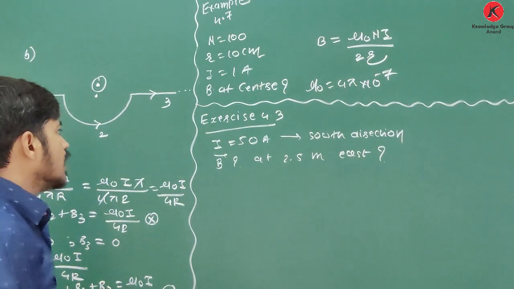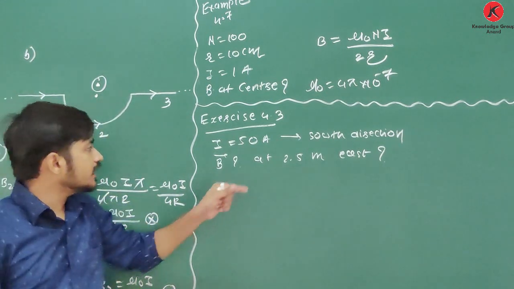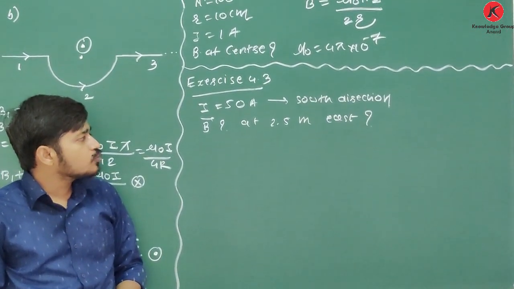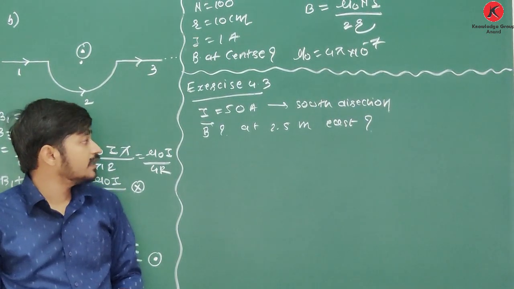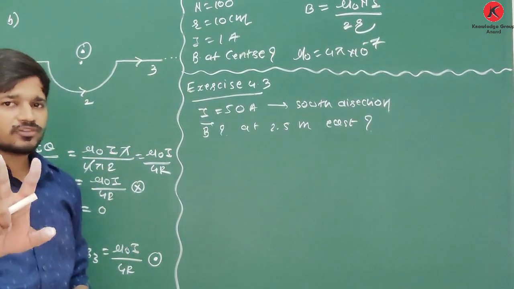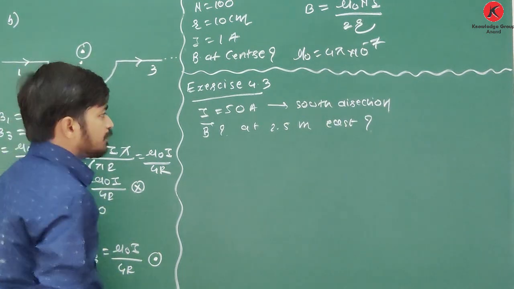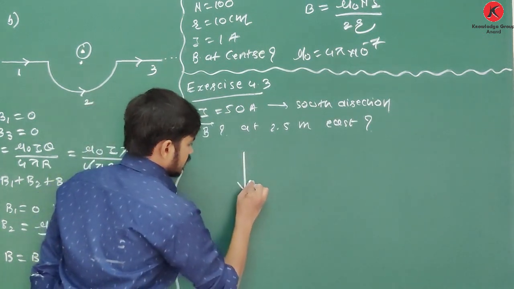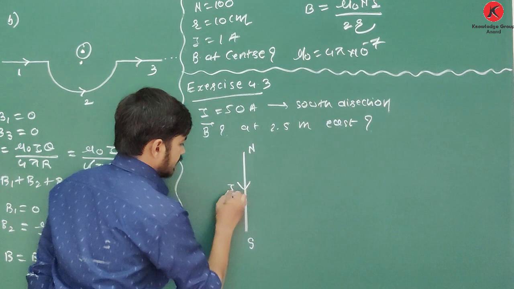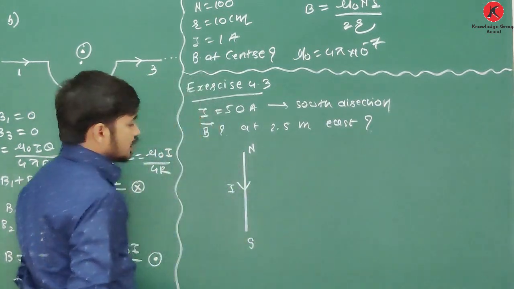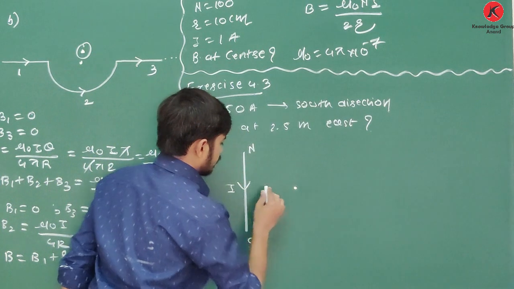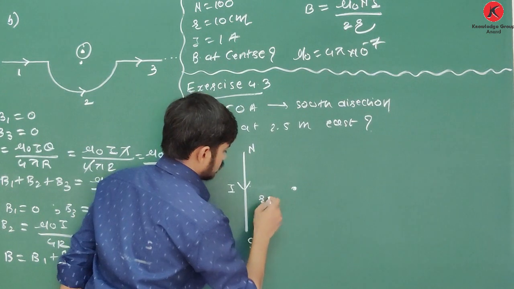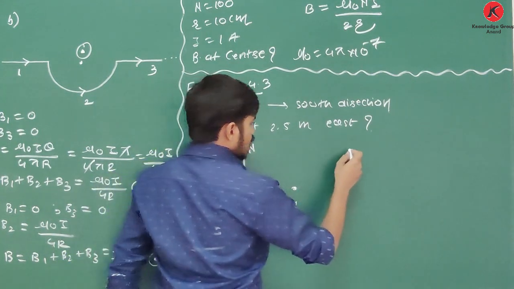Okay, next one is exercise 4.3. Current I equal to 50 ampere is flowing in the south direction. What is the magnetic field at 2.5 meter east? First of all, we will find the magnitude because it is easy to find. See, here the current is flowing in south. It is north, it is south. I is equal to 50. You have to find the magnetic field in the east direction at distance R equal to 2.5 meters.